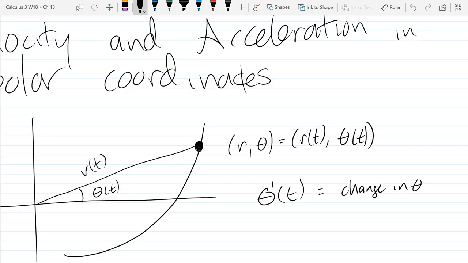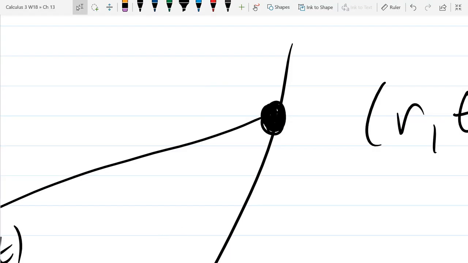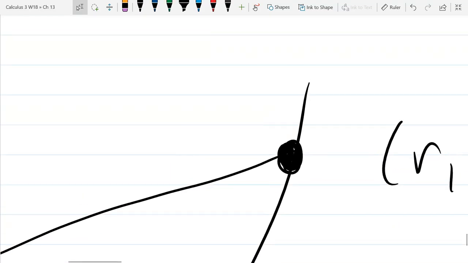So let's assume both of these derivatives are positive. Theta prime and r prime are positive. So theta prime is positive. What that means is if we looked into the future, our future theta would be bigger. I don't know about our next radial measure, but I do know that our next theta is going to be bigger.